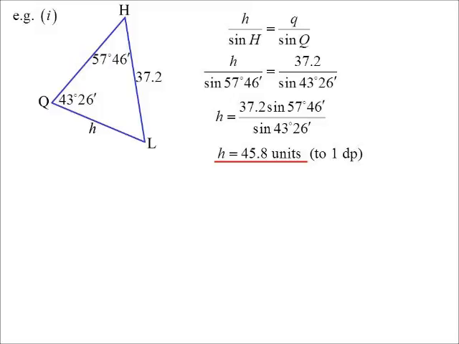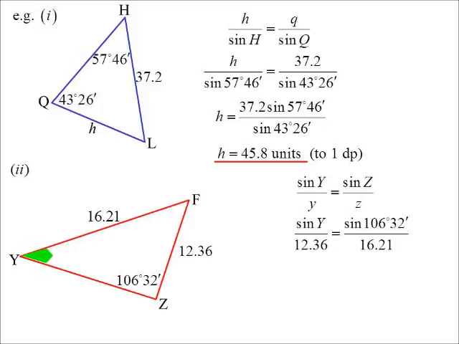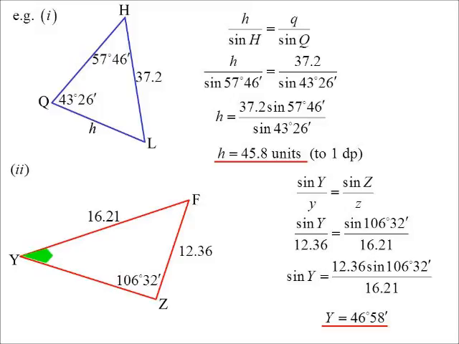Of course, the other situation is we might want to find an angle. And all we do is take the reciprocal of the sine rule. It's easier to put what we're trying to find on the top. So I want to find angle Y. So sine Y on Y will be sine Z on Z. Again, substitute in, rearrange. I get an answer of 46 degrees 58. Now, I know that that is 46 degrees 58.